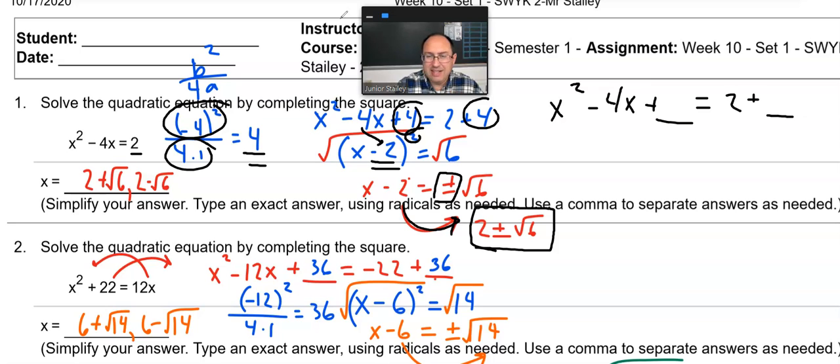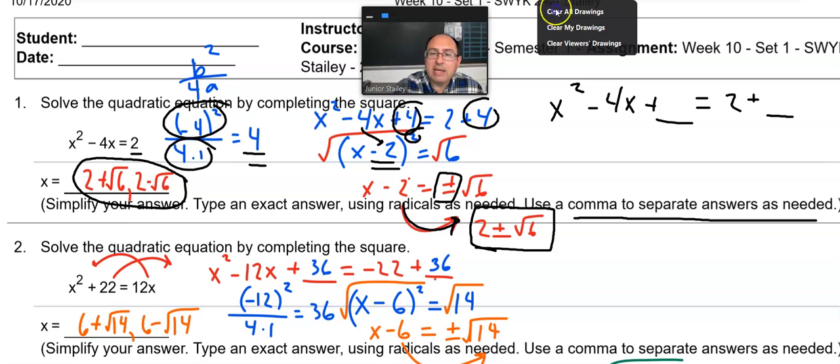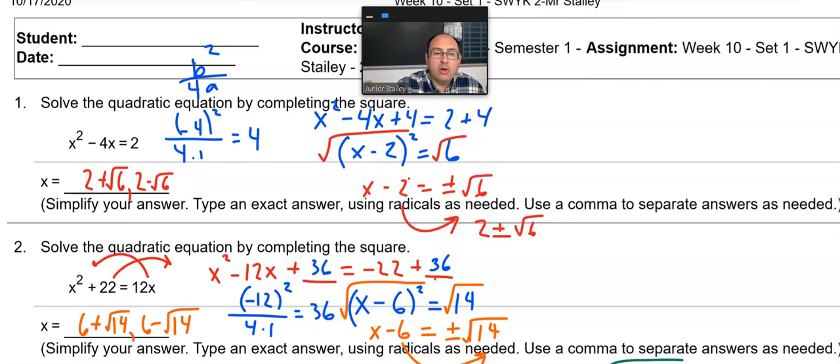Except MyMathLab says use a comma to separate answers as needed. Okay, I'll write them separately. So I did. Now, does it matter which one goes first? No. You can put either one first. So 2 minus radical 6 could go first, comma, 2 plus radical 6. No big deal. I wish it would just let you do the plus and minus and be done with it. But they're all picky. Okay, next.